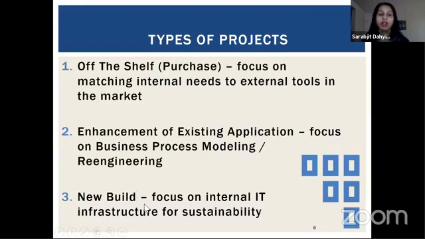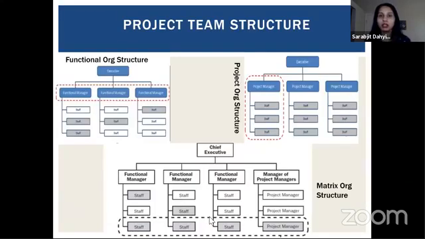And if we're building something from scratch, like a whole new application, then your focus needs to be on the internal IT infrastructure for sustainability. Meaning, if you're building a product, you need to understand who's going to build it from your internal IT teams, who's going to support it when it goes live, and the timelines and things like that, and the internal caliber of your programmers and your IT teams to actually build something from scratch for the business team. So those are the 3 types of projects in general that you'll be working on as a business analyst.